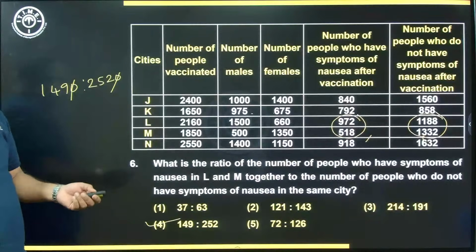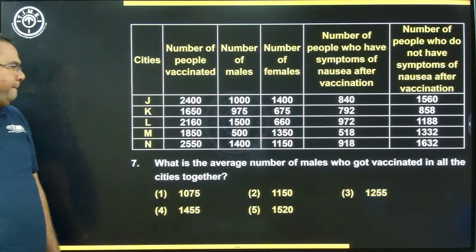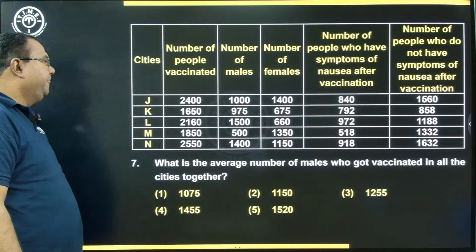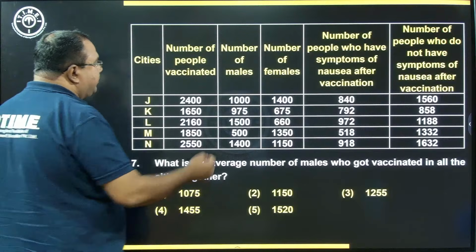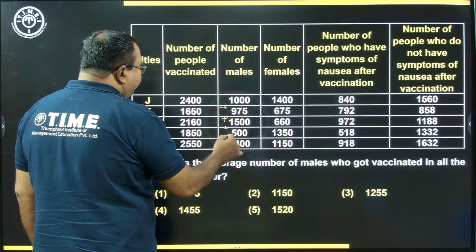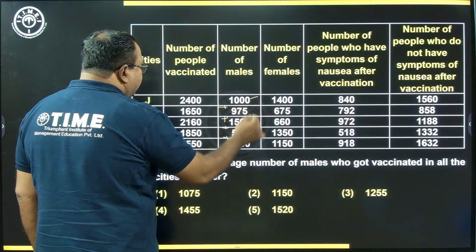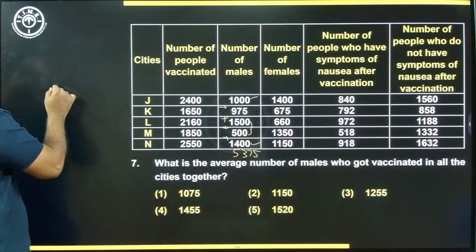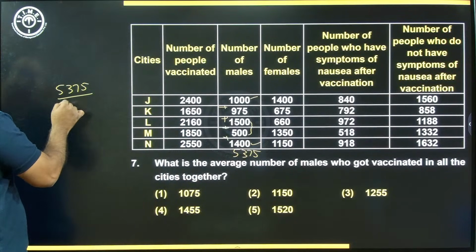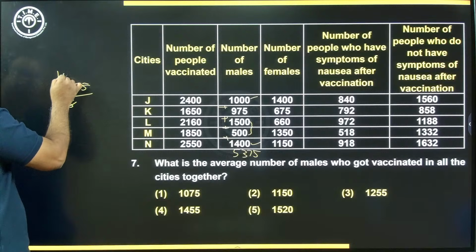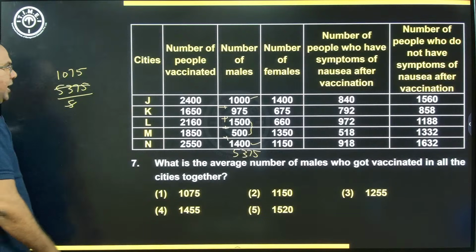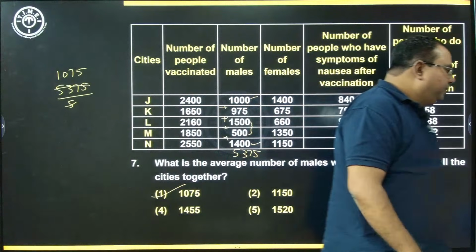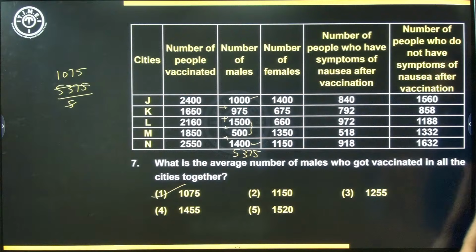Okay, I'll give you the next question. You try this. Find the average. What is the average number of males who got vaccinated in all the cities together? This is males. I want the average of these males. You add this now. You will get total males. 2000. If I add this, 3000, 4400, 5375. Average in all these 5 cities means 5375 by 5. 5 ones 5, 5 sevens 35, 5 fives 25. 1075. Total males divided by 5.